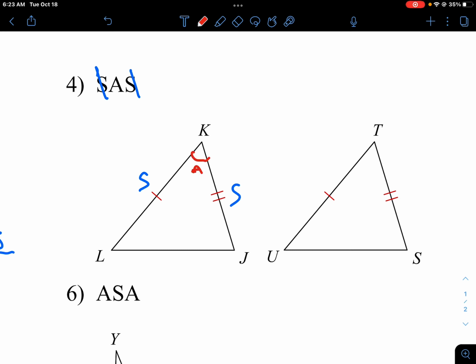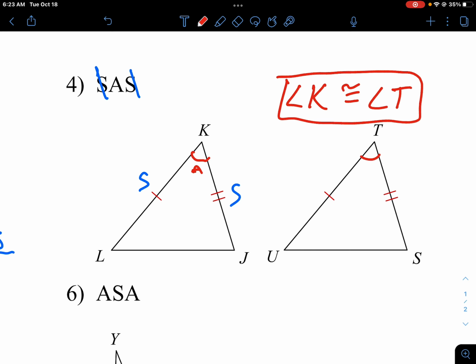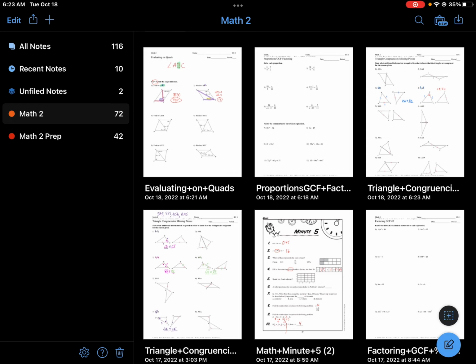Okay. So I got angle K is congruent to angle, which one matches up in the other triangle, angle T. So remember, when you're doing this, just focus on one triangle until the end. Okay.